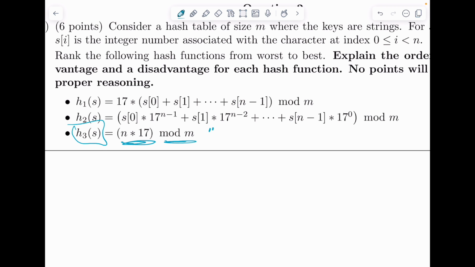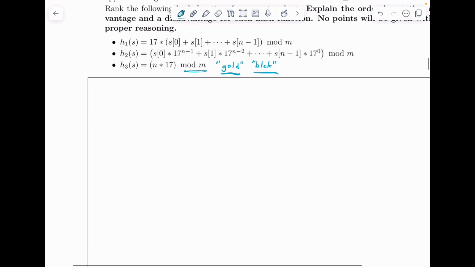So for example, the string, what's two random words? Okay, we are at Purdue University. So gold and black, these are both 4 characters long. So based off of the function h sub 3, those are going to get placed at the same hash placement. So that's pretty bad, because that is a lot of collisions. Any two strings that are the same length are going to collide. So that isn't so good. So h sub 3 is going to be our worst one. I'm going to write that here. 1, 2, and 3 at the bottom, and last place is h sub 3.